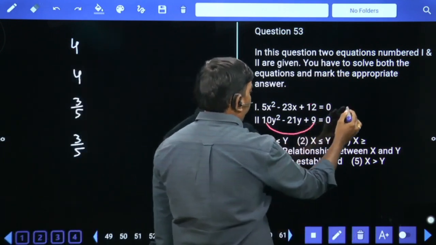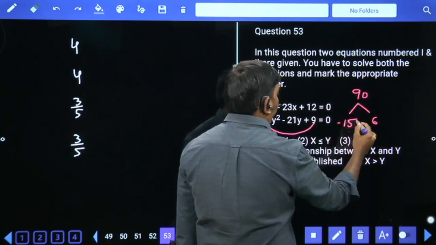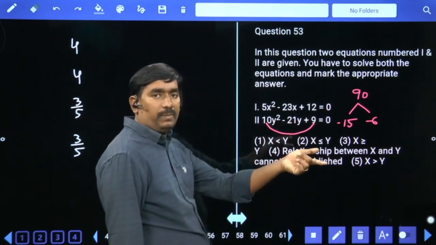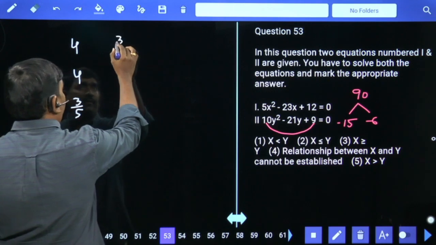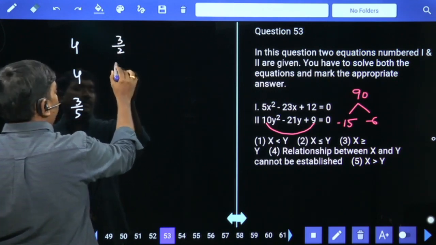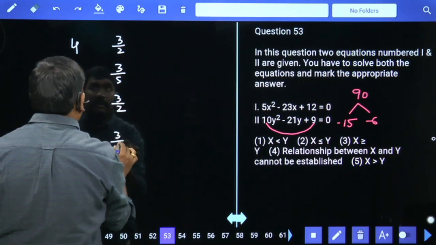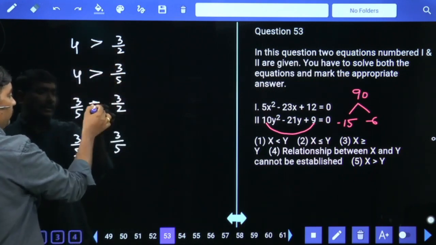10 9s are 90. 15 6s are 90. Minus 15 minus 6 will give us minus 21. Finally, plus 15 plus 6. 15 by 10 means 3 by 2. 6 by 10 means 3 by 5. 3 by 2, 3 by 5. Greater than, less than, no relation.